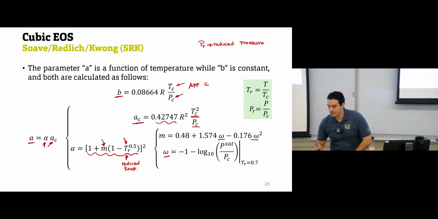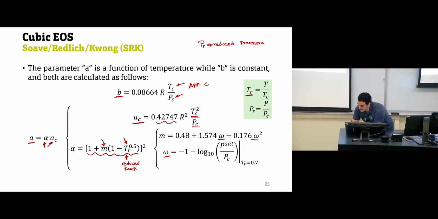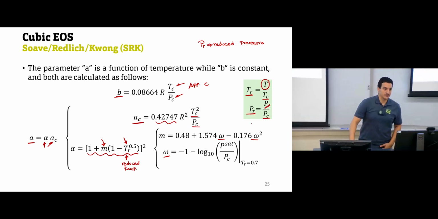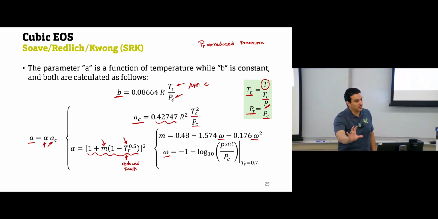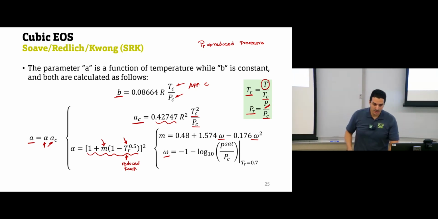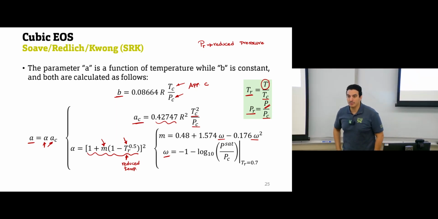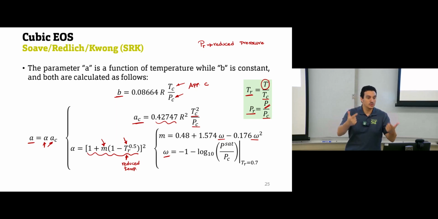What is TR? What is PR? The reduced temperature is the temperature of your substance divided by the critical temperature. The reduced pressure is the pressure of your substance divided by the critical pressure. So any property divided by the critical value of this property will give you the reduced value of the same property. Reduced is property divided by the critical. So these are the set of equations to calculate A and B, the parameters that we need to substitute in the Soave equation and solve it.